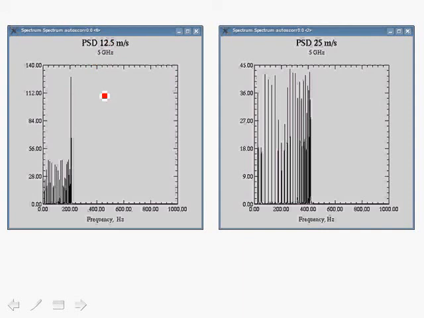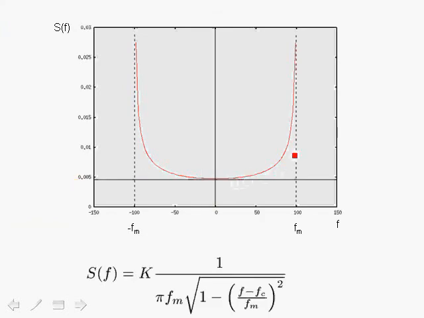It is instructive to look at some simulation results. These are simulation results of Doppler shift due to vehicle motion. In this case, we're plotting the power spectral density at a carrier frequency of 5 gigahertz and a vehicle speed of 12.5 meters per second. You can compute the maximum Doppler frequency, which is 200 hertz. You'll notice that the energy increases as we approach the maximum Doppler shift, and this is just in line with the power spectral density that was obtained mathematically.